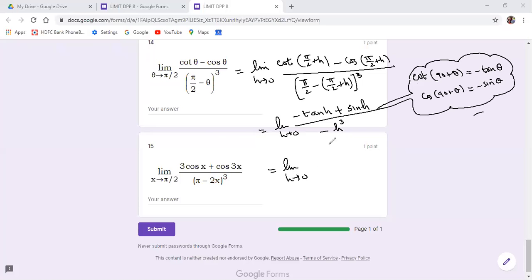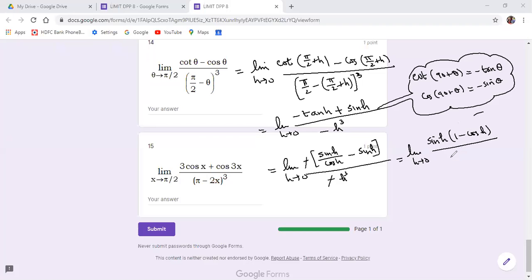The limit h tending to 0. I'll take a minus common: tan h, minus sin h upon cos h, minus sin h upon minus h cube. I took the minus common so that the minus goes away. Now take the LCM, take sin h common. 1 minus cos h upon h cube into cos h. Everyone's answer has come now.